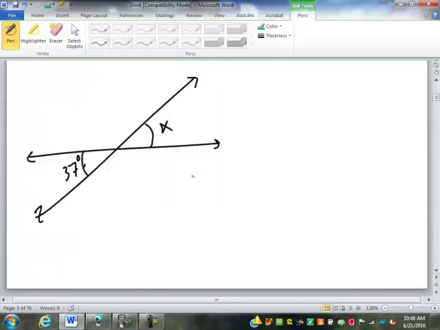Anyway, another way you could look at it is in terms of what we just discussed, adjacent angles and their relationships. If I look at this line here, and I look at the 37 degrees and this angle, I'll call it angle Y, what's the relationship between them? Yeah, supplementary. They make a straight line. They have to add to 180. So I can find Y by taking 180 minus 37, which is 143 degrees.